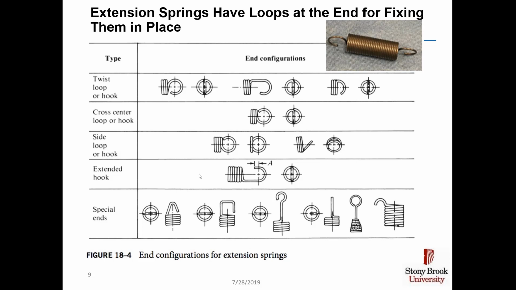Extension springs have loops at the end for fixing them in place. So here's one loop, here's the other loop. You can have a twist loop, cross-center loop or hook, which is what I show in the photo. You can have a side loop or hook here. You can have an extended hook, as shown here in this diagram. Or you can have all kinds of special ends. This one here where my mouse is, this one here looks like eye bolts. Manufacturers can make your loop ends to your print, you're just going to pay a little more.